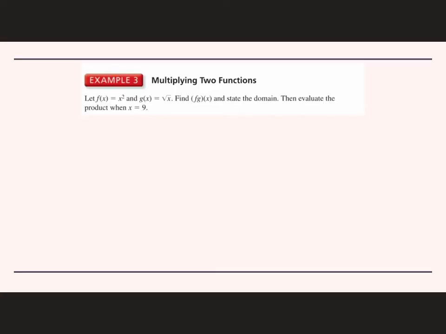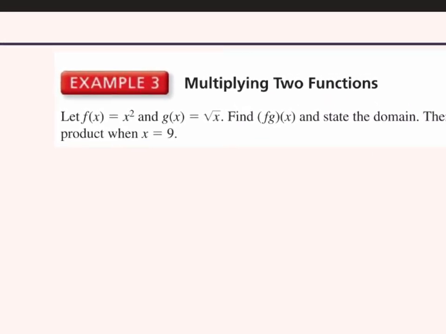All right, let's go to the next example. So here we're multiplying two functions. So we need to take our f times g of x. So f of x is x squared, g of x is square root of x. So x squared times square root of x. Can we multiply these? No.